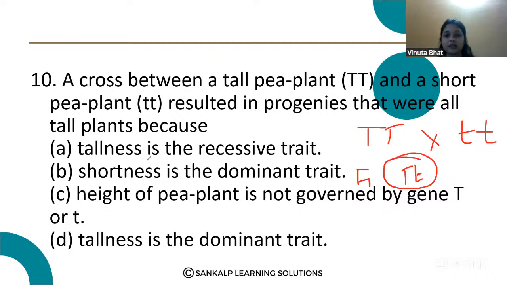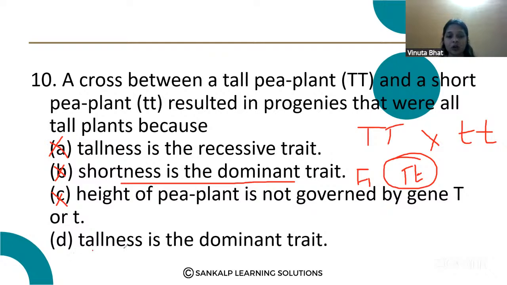Here, why are these all tall? Why are the plants which are produced in the F1 generation all tall? What is the reason behind this? Because tallness is the recessive trait? No, a recessive trait is one which is not expressed. Shortness is the dominant trait? No, shortness is not a dominant trait. Height of the pea plant is not governed by T or t? That is also not correct.